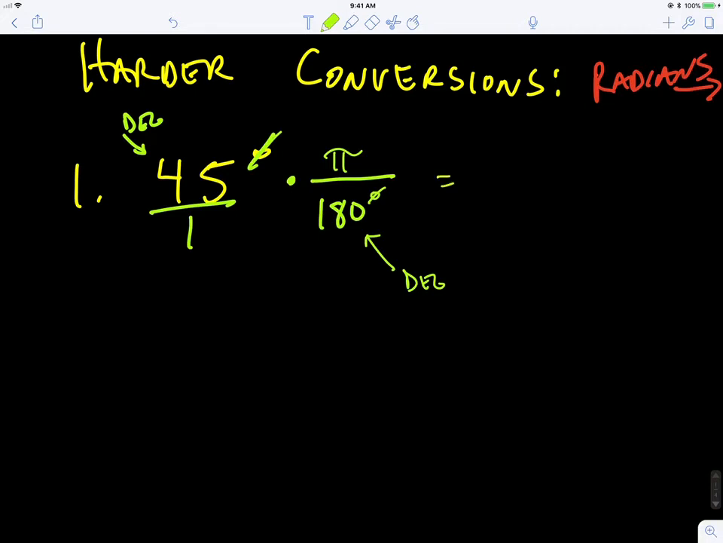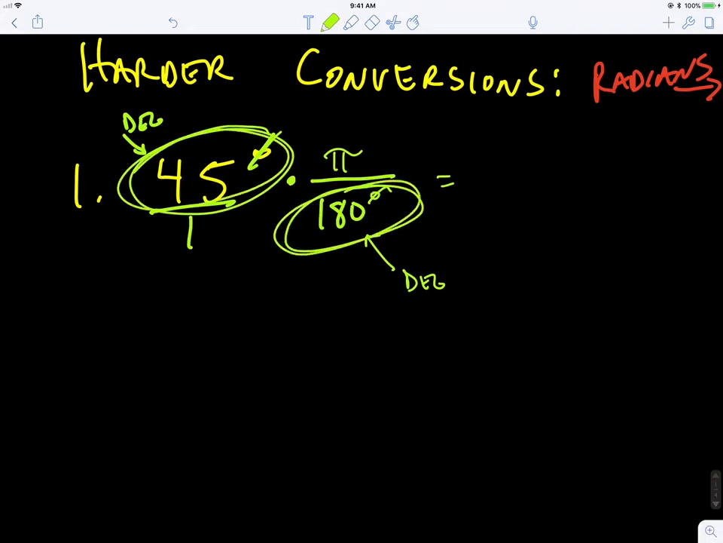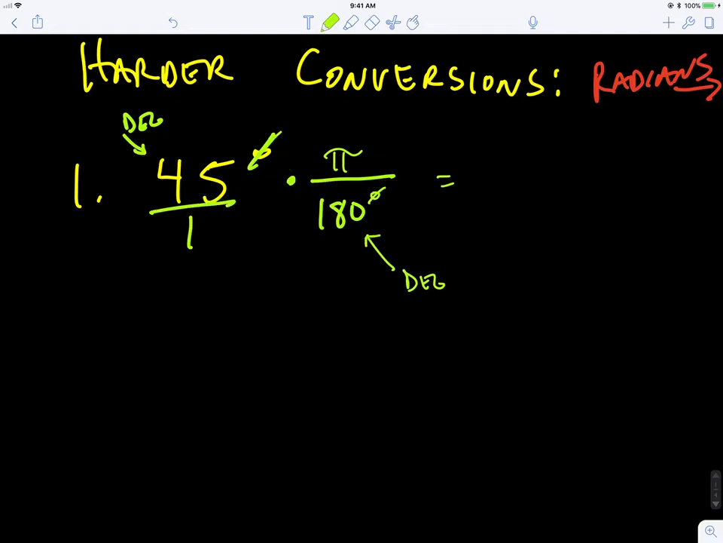Like you might be asking, do I choose pi over 180 or 180 over pi? Well, if you have degrees, you need degrees on the bottom. Since I have degrees here that I'm converting, I want to get rid of the degrees, so degrees have to go on the bottom so that those will cancel out. You've done some of this in science when you're canceling units, right? Okay, so now we're going to multiply.